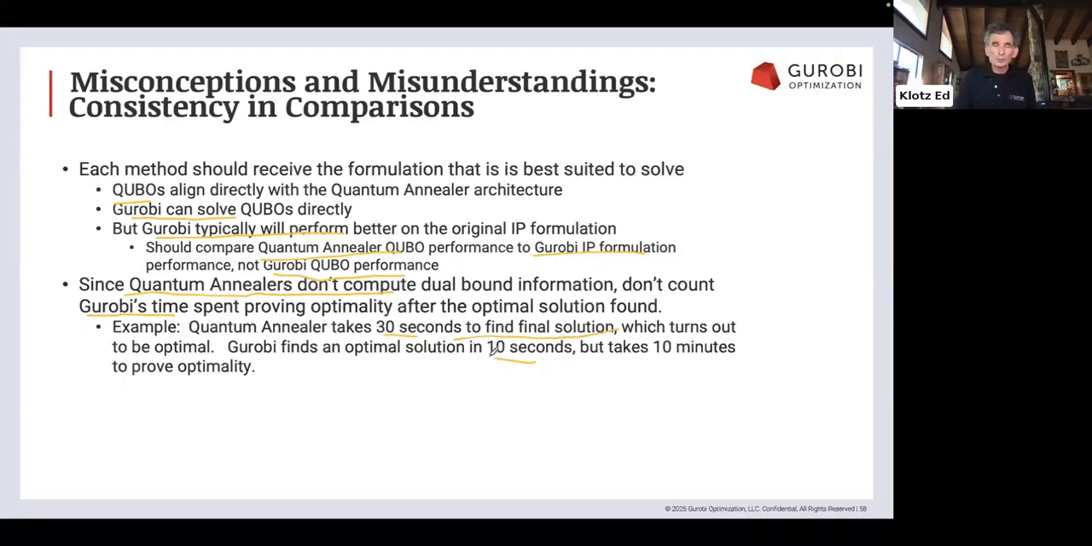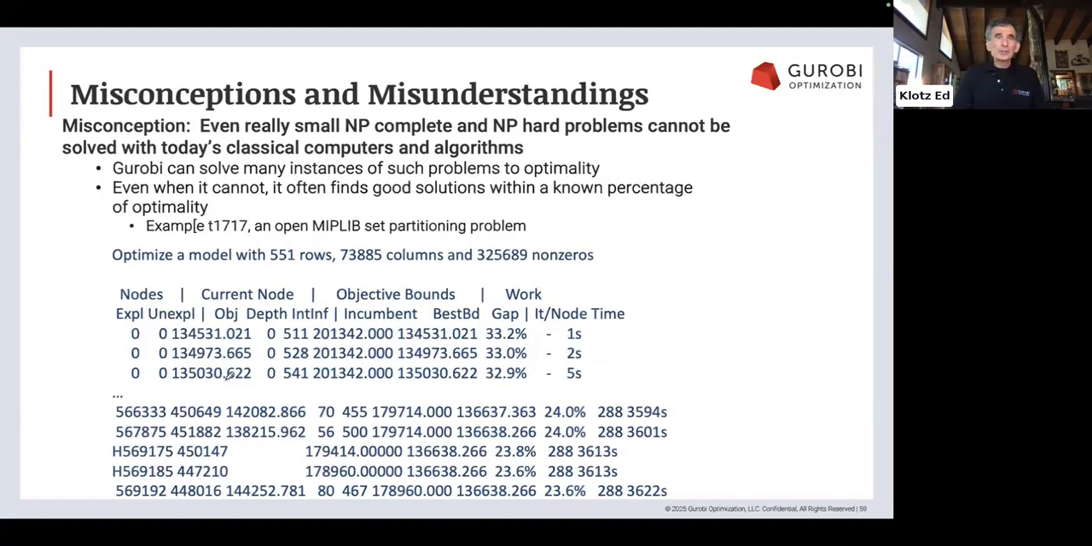The fair comparison is to run each method for 30 seconds and compare the solution, and also recognize that after 30 seconds, Gurobi has some form of dual bound that the quantum annealer doesn't have. And then the last misconception is that even really small NP-complete and NP-hard problems can't be solved with today's classical computers and algorithms. So Gurobi can solve many such instances to optimality. Even when it can't, it still manages to provide decent solutions within a known percentage of optimality.